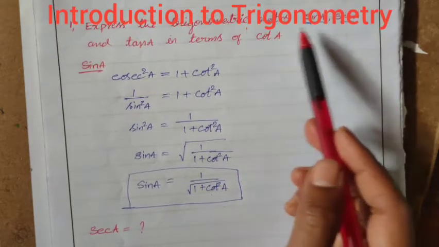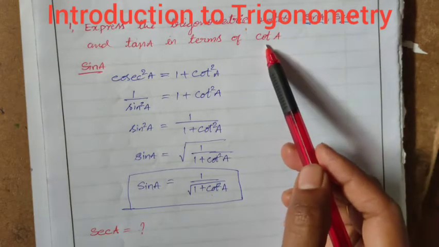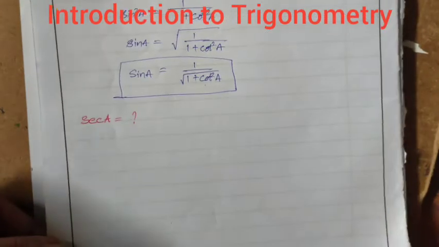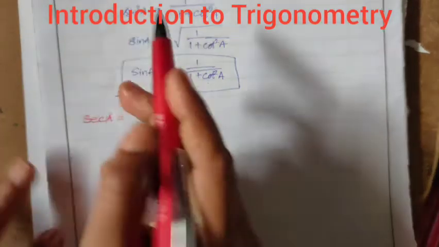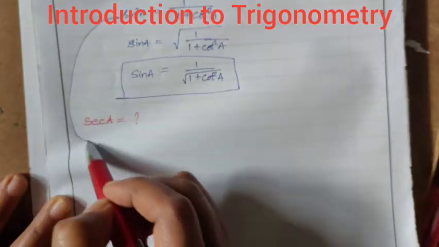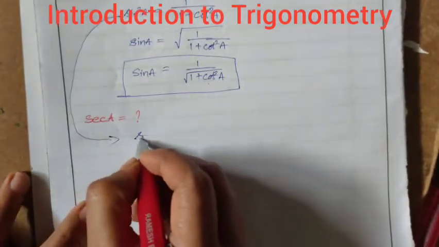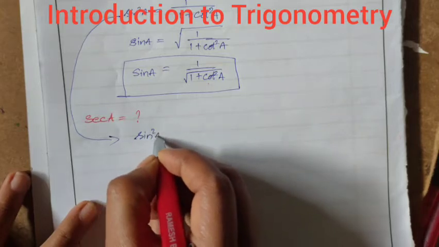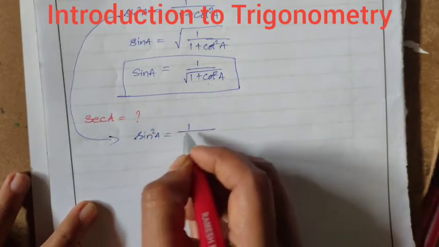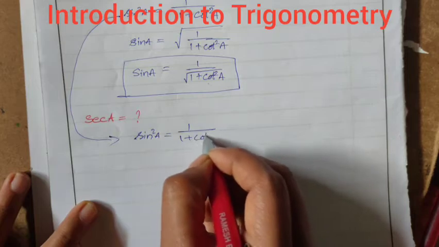What is the next one? You can express sec A in terms of cot A. So now look at this one. Here I select this term. I take this sin square A term here. So what is sin square A? Sin square A equal to 1 divided by 1 plus cot square A.